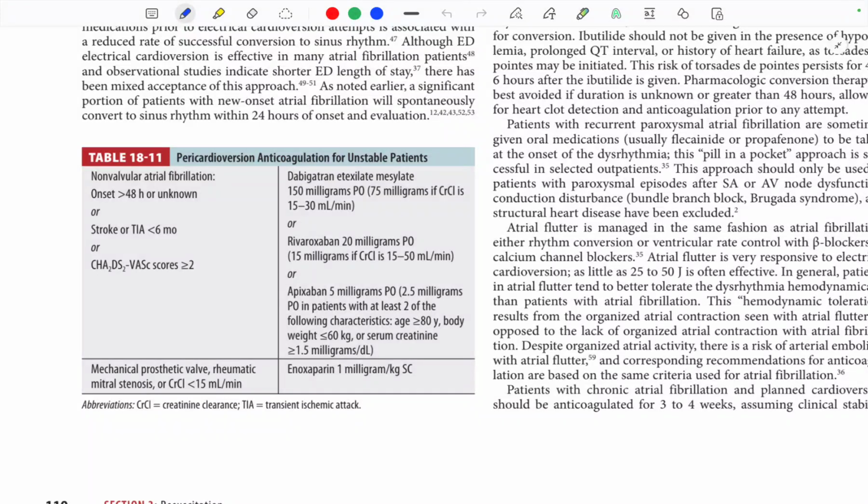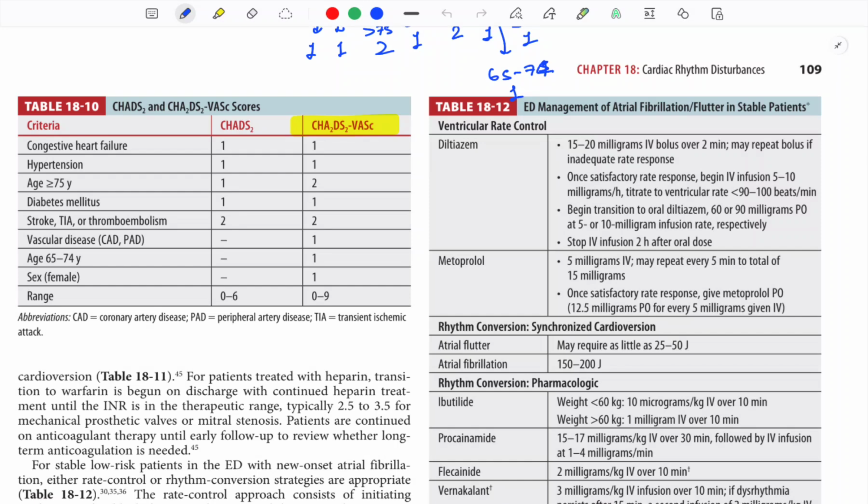Atrial fibrillation or flutter in a stable patient in the emergency. If you cardiovert, it's an off topic. If you cardiovert atrial fibrillation synchronized, use 120 to 150 joules. If you don't synchronize, use 150 to 200 joules. In emergency, for rate control, use diltiazem, which is a calcium channel blocker, and you can use metoprolol.